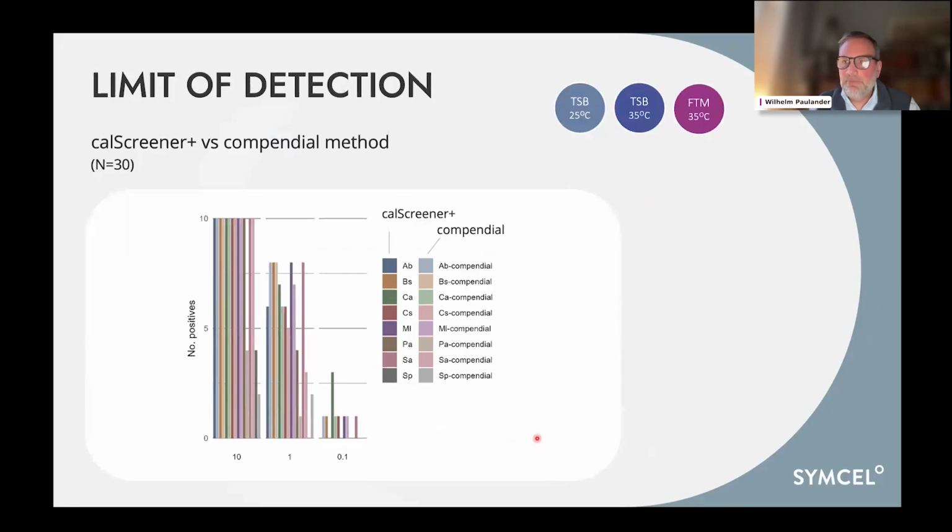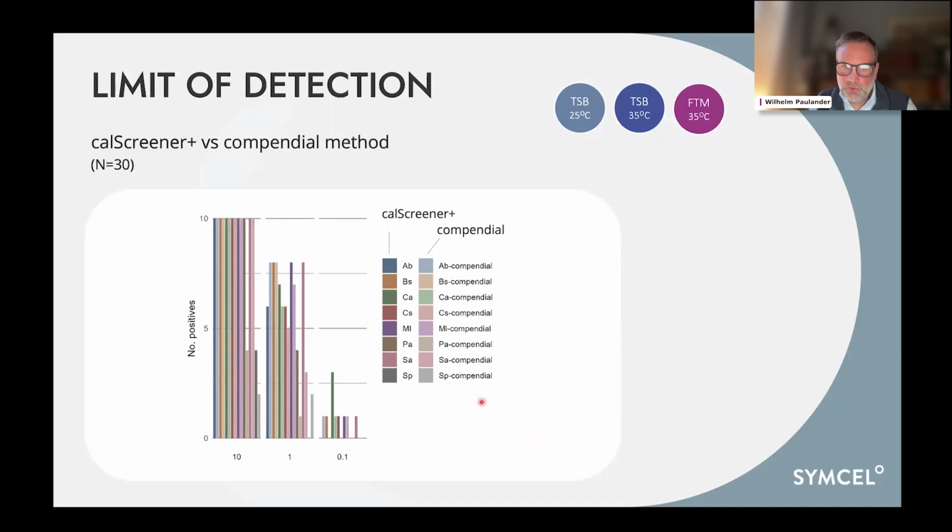If you take a step into limit of detection, we have done it with 10 CFUs, 1 CFU, and 0.1 CFU as a dilution series. We tested it for 9 organisms. You can see that it's a paired chart, so you have the calScreener assay and the compendial assay next to each other. It's only when you see a difference in height of the bar chart that there is a difference between the 2 systems.